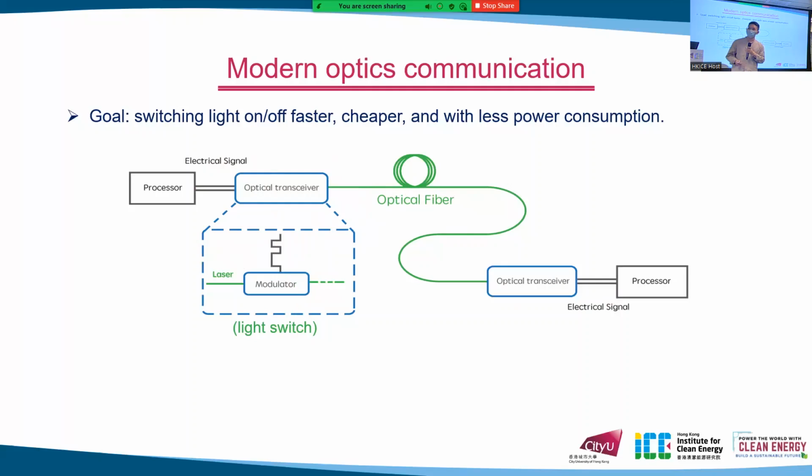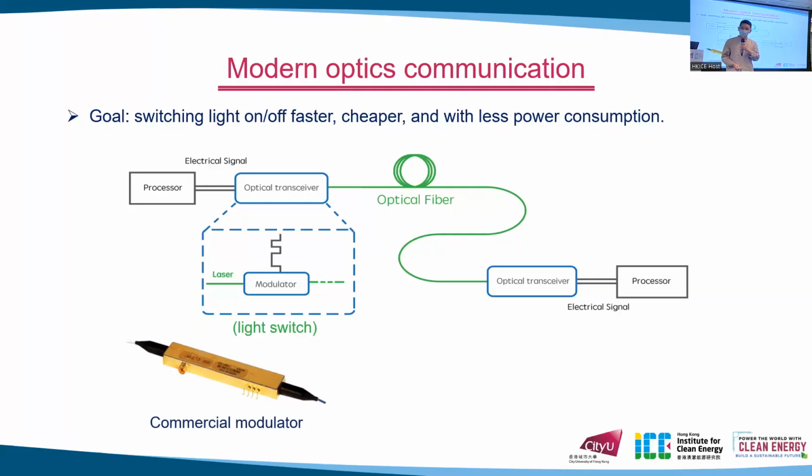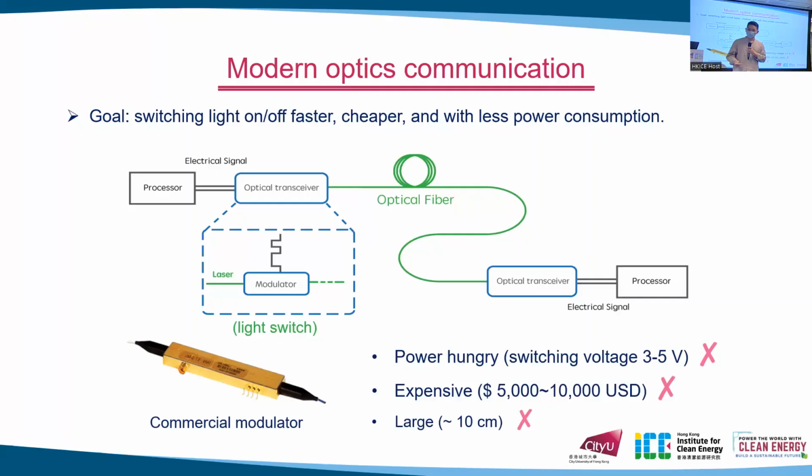So in modern communication, our goal is to switch light on and off in a faster, cheaper, and less power consuming way. However, the commercial modulator is very power hungry. Also, it is expensive and large in size. So the question is, can we have a cheaper modulator with better performance? Before answering this question, we need to know how a modulator works.